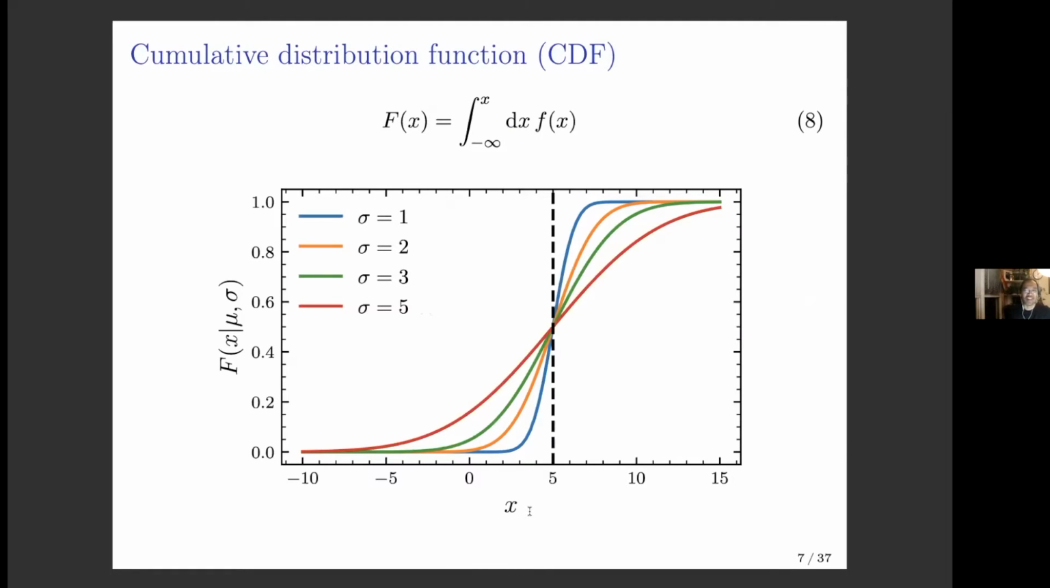This is the CDF, and we encounter this once more in some of the methods. The CDF has to be integrated from minus infinity to a certain point. This is the CDF of various Gaussians.